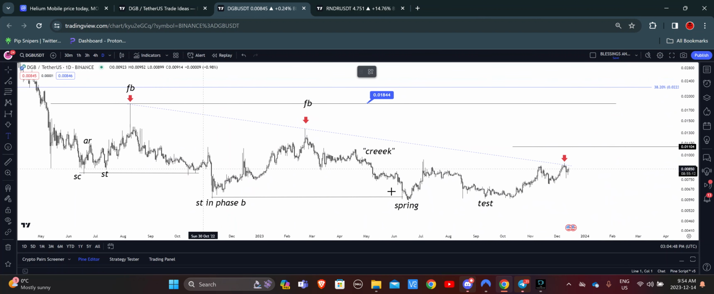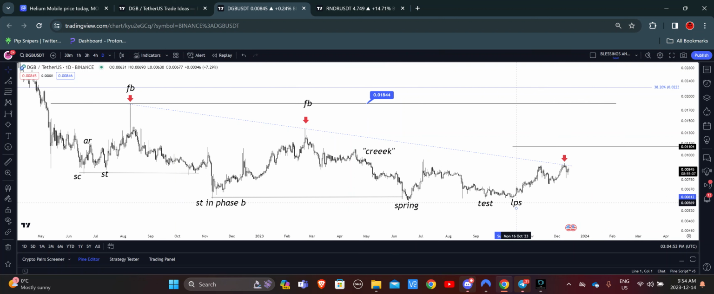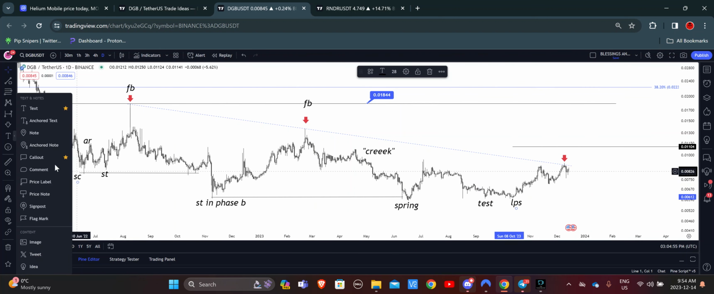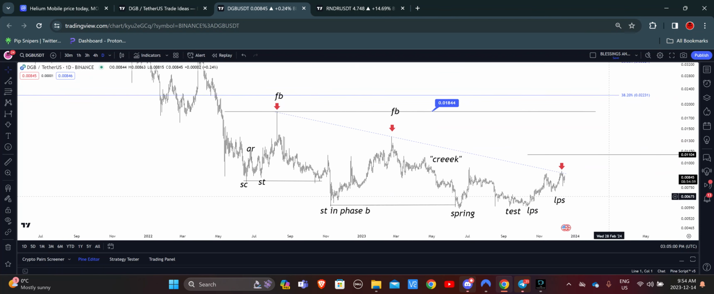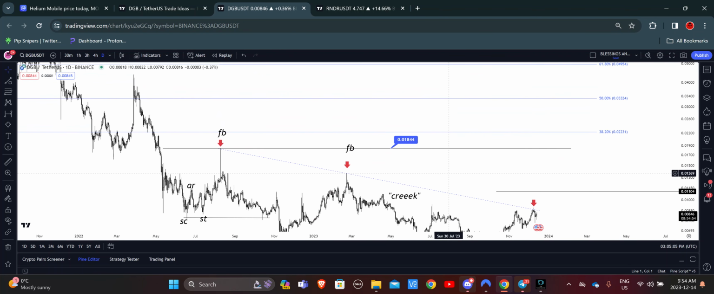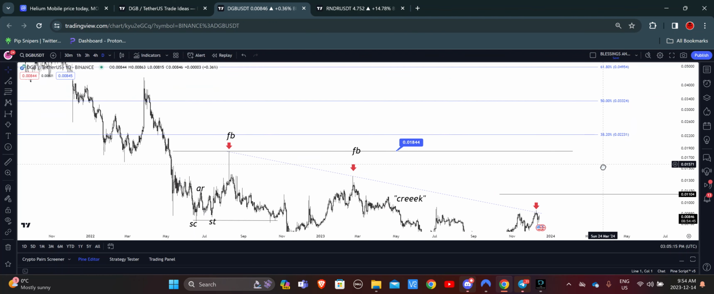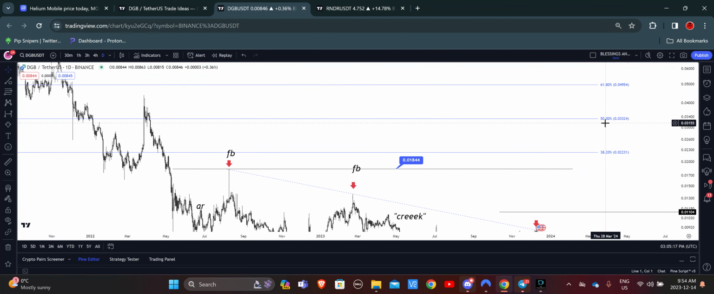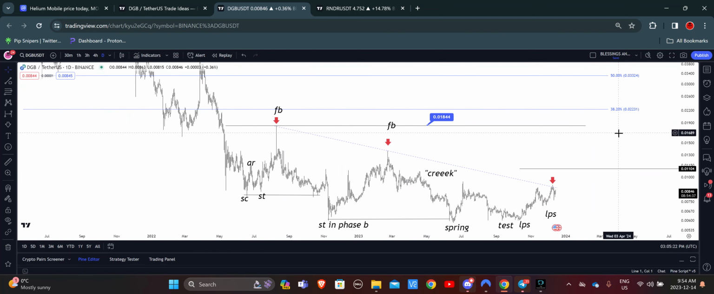So after your test phase, you have what's called last point of support. Okay? This is your last point of support. And we're ultimately going to see a move back up to the top of the range at 0.01844. And I think we're going to break above the top of this range, right? Above the top of this Wyckoff accumulation range towards the 38.2% fib, 50%, and the 50% before we see a little bit of a knockdown.